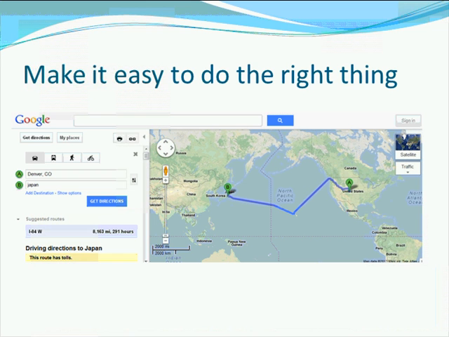And in this case, we're really at a higher level, but we inputted the data into Google, and we are going from Denver, Colorado to Japan. Google's made it very easy for us to do the right thing. They've provided a suggested route. They've highlighted the distance and the time. They've told us that this route has toll roads and included a great map over there on the right that tells us exactly where we're starting at point A and how we're going to get to point B.